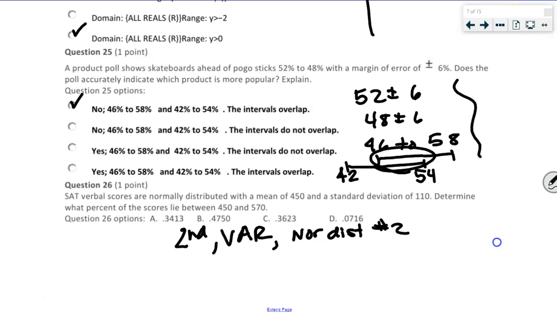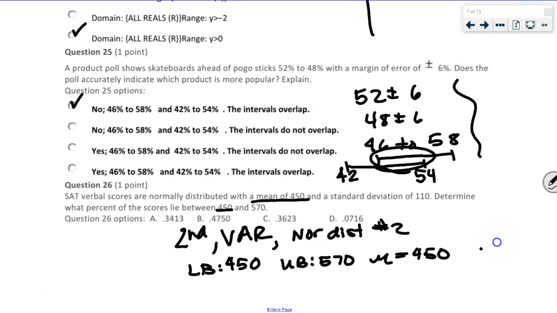Okay, so if you guys are using the statistics calculator that's online, then you don't need this. But if you're using your calculator, you need the lower bound, which is going to be the 450. You need the upper bound, which is going to be the 570. Then you need mu, which is the mean. That's 450. And then you need the standard deviation, which is 110. Put these in the calculator, and this is your answer.